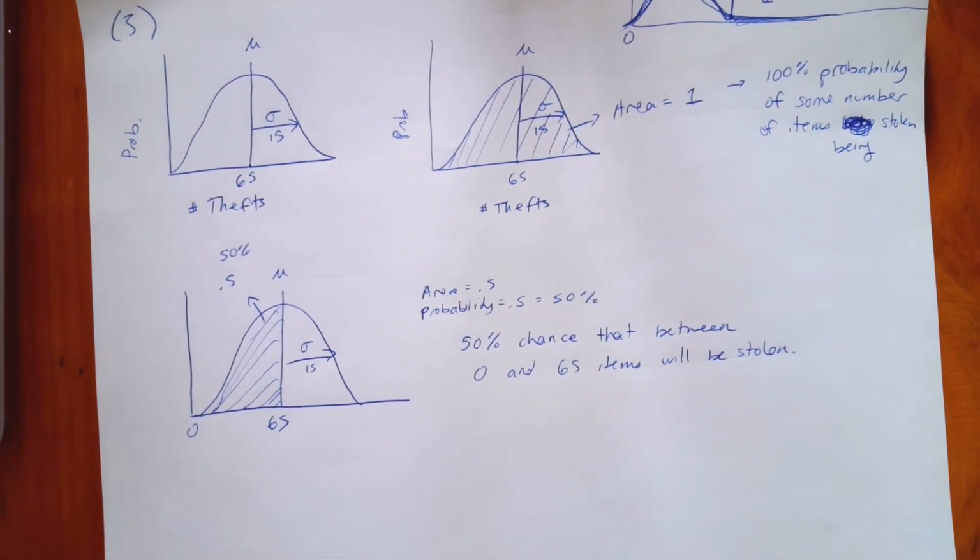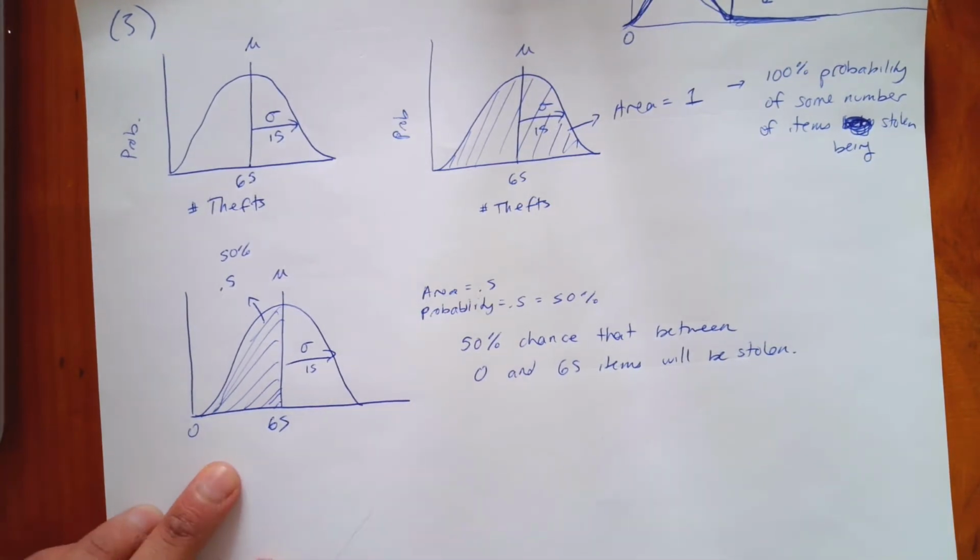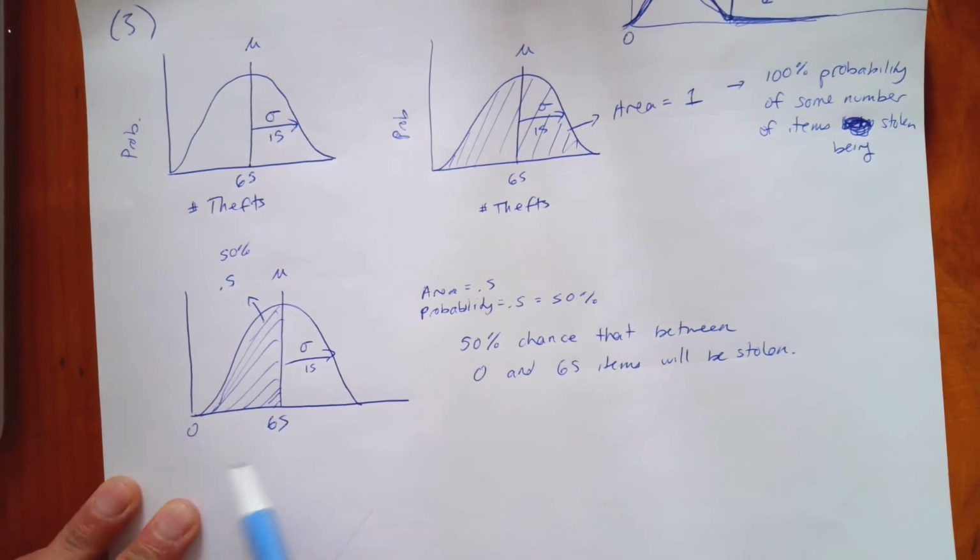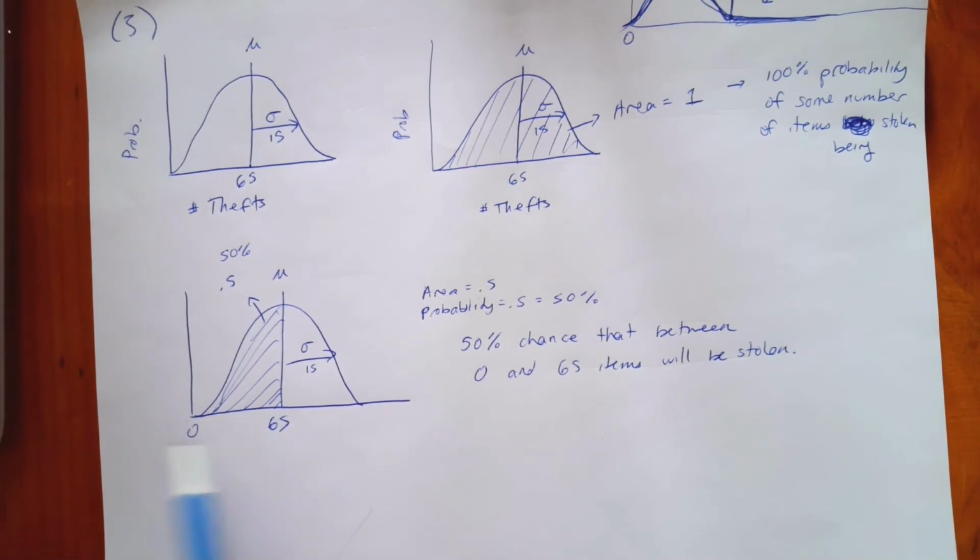So this is the basic idea behind area under the curve, where the area under your curve corresponds to probability, and the area between two values corresponds to the probability of getting an outcome between those values. So we know that 50% of our distribution is between 0 and 65 here, and so we'd have a 50% chance that 65 or fewer items are going to be stolen from this store.